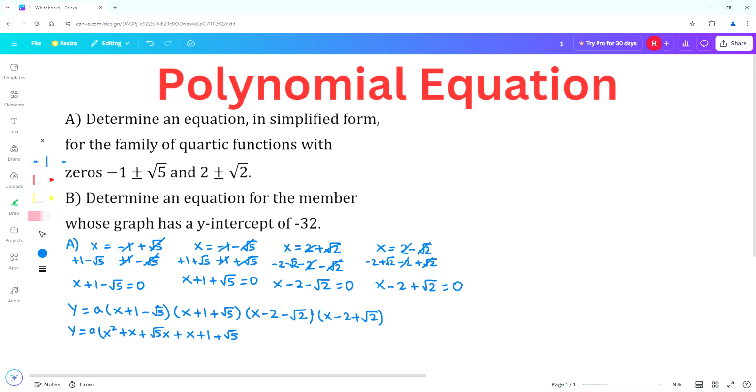Negative square root of 5 times x is negative square root of 5x. Negative square root of 5 times 1 is negative square root of 5. Negative square root of 5 times positive square root of 5 is negative 5. Next, we can distribute the terms in the other two parentheses. X times x is x squared. X times negative 2 is negative 2x. X times square root of 2 is square root of 2x.